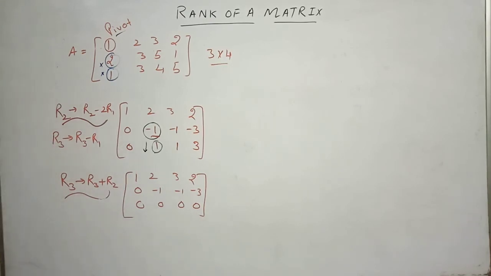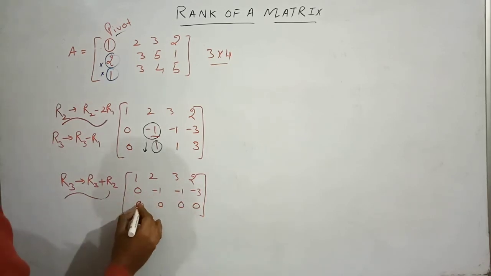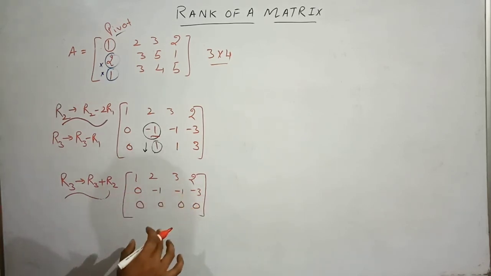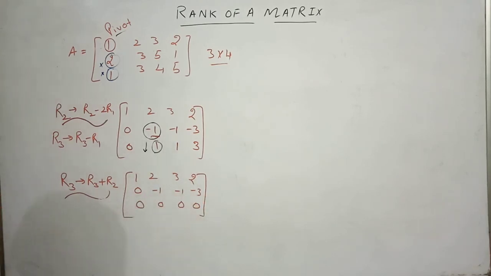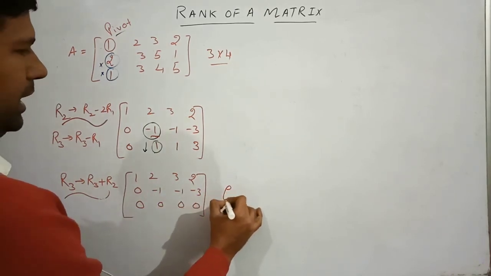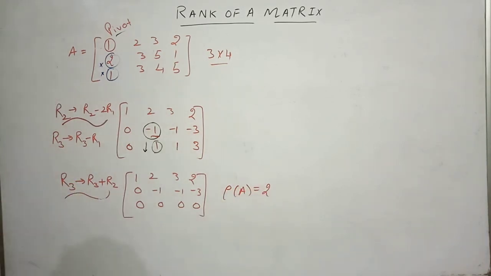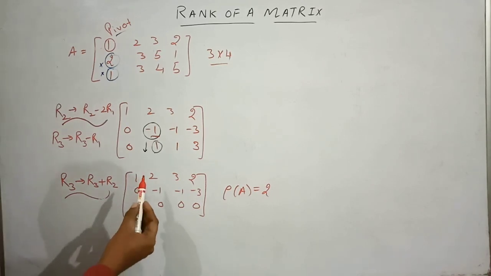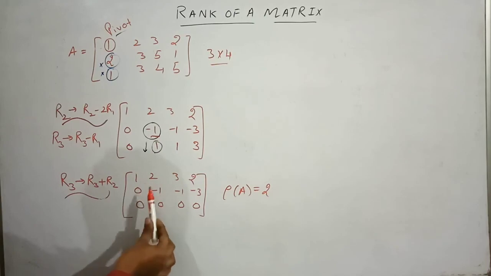Okay, so this is the row echelon form, and I have told you that the rank of the matrix determined by the row echelon form is given by the number of non-zero rows. Here the number of non-zero rows is 2, so the rank of this matrix is 2, because the number of non-zero rows in this row echelon form is 2.